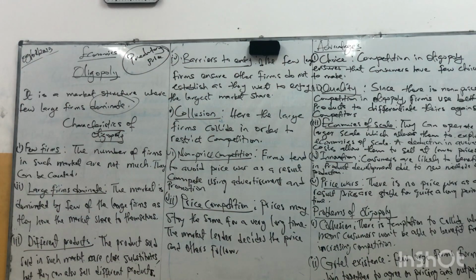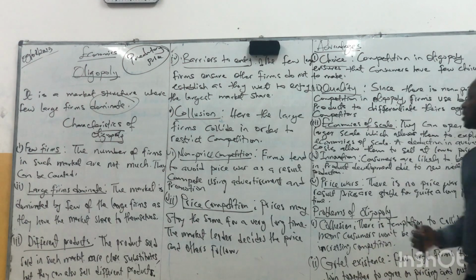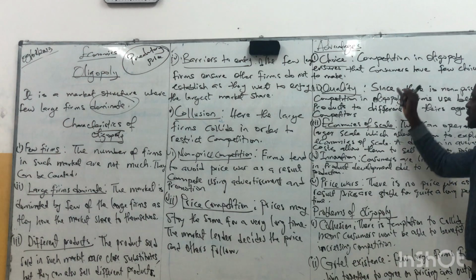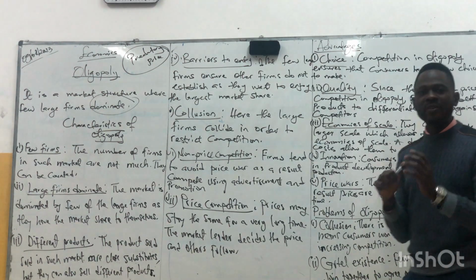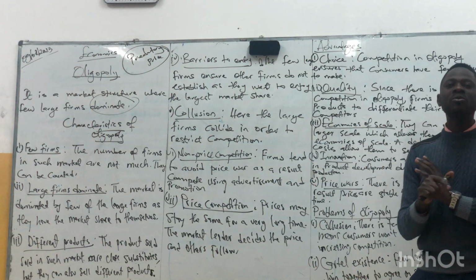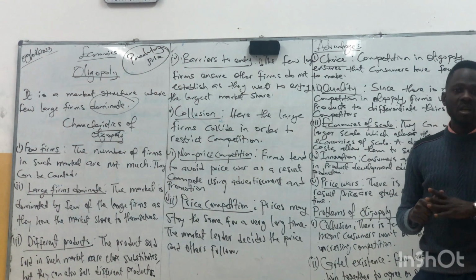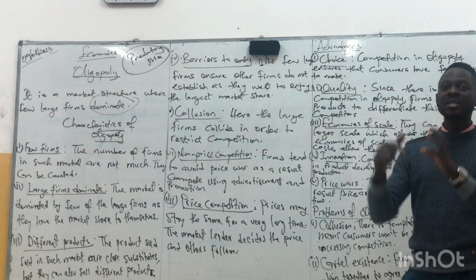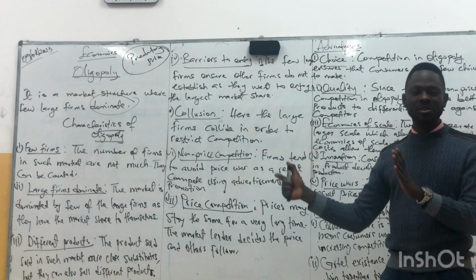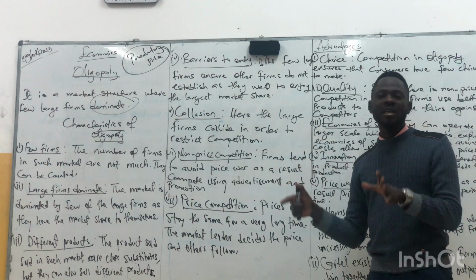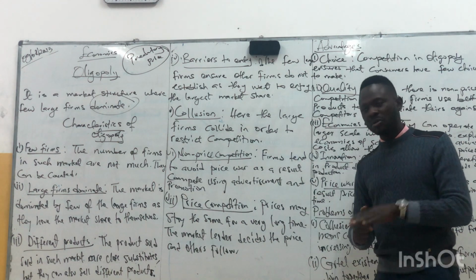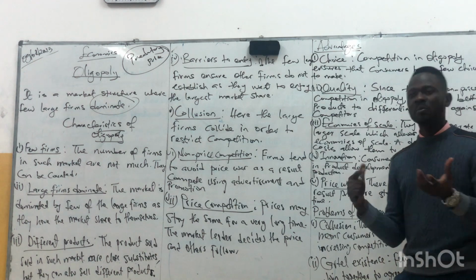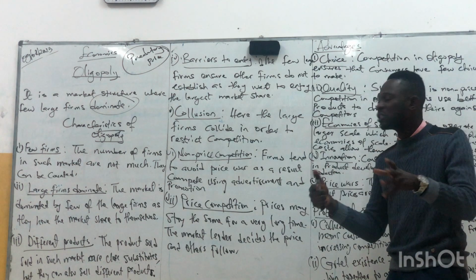Now we're talking about the advantages of oligopoly. Number one, choice. The competition in oligopoly ensures that consumers have a few choices to make. Oligopoly is different from monopoly. In monopoly, consumers do not have a choice. But in oligopoly, consumers still have a few choices because there are few firms in that industry that might be producing the same or close substitute products. It's still an advantage because at least they can make a choice.